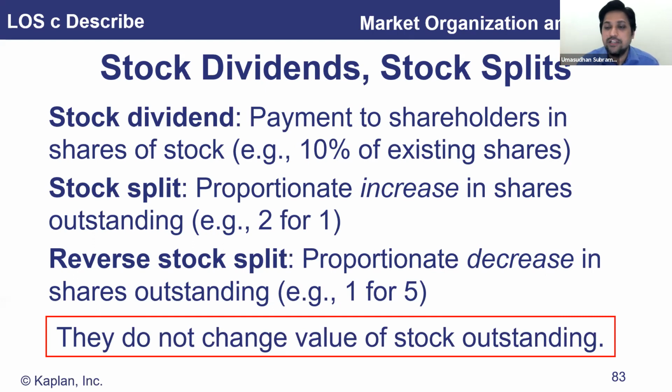A stock split is when a company splits its stock to issue as many shares as possible in order to increase the liquidity of the stock in the stock market. For example, if a company says they are going to split the stock 2-for-1, what does that mean? A proportionate increase in the number of shares outstanding. So for every 1 share, the shares are going to split into 2. That's the meaning of a stock split.